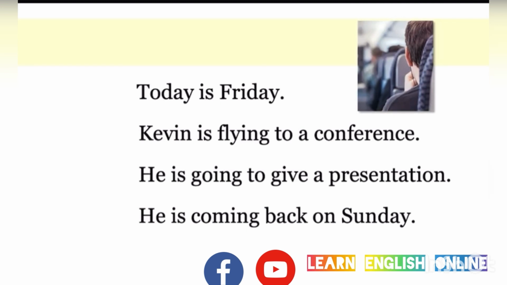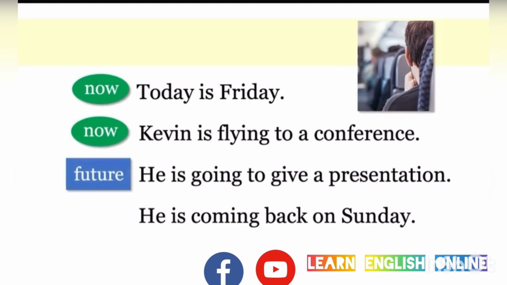Let's look. Today is Friday. That is right now. Kevin is flying to a conference. That is also happening right now. He is going to give a presentation. Going to give, going to verb, that's the future. He is coming back on Sunday. That is the present progressive used as the future because we have that plan in the future on Sunday.